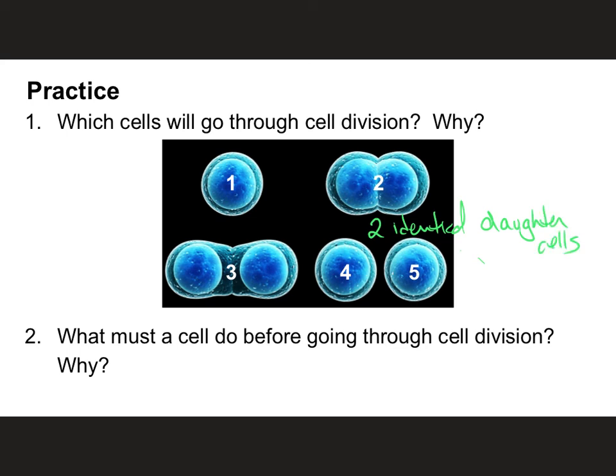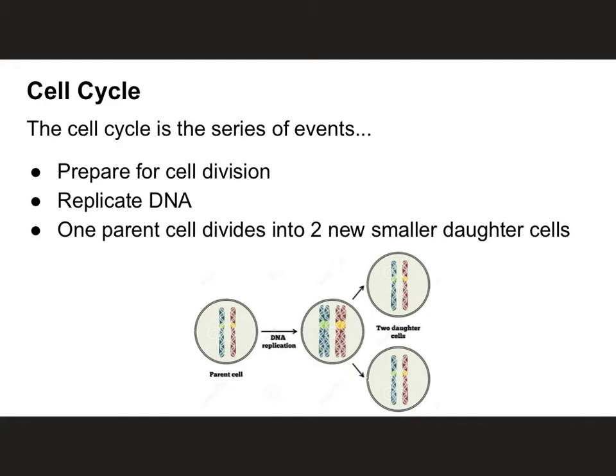What does a cell have to do before going through cell division? That's actually an idea that we already talked about last chapter, DNA replication. You first have to copy the DNA. So this chromosome makes an identical copy. We're going to keep them attached in the middle. So DNA replication always happens before the cell divides. Okay? We're going to finish with the cell cycle.